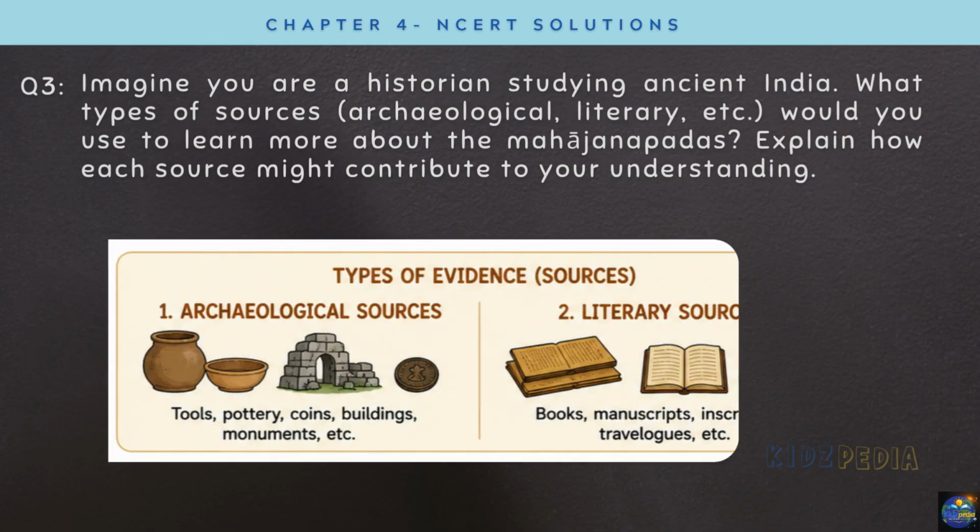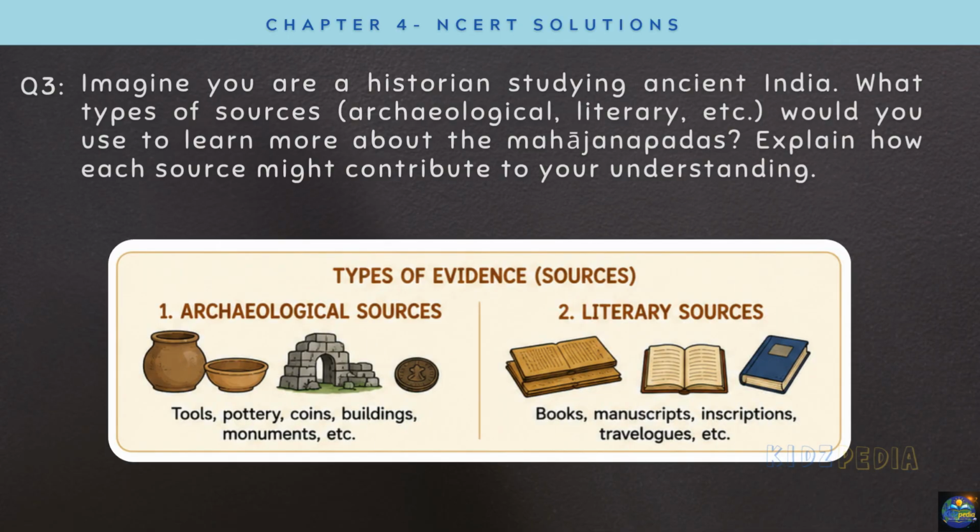If we want to learn about the Mahajanapadas, we can study ruins of cities, which tells us about urban life and fortifications. And we can study coins, which can tell us about trade and economy, and tools and pottery, which tell us about technology and daily life. And we can study ancient text, which can tell us about rulers, assemblies, wars, and administration. Each source gives only part of the story. When historians put all the evidence together, they get a better understanding of life in the Mahajanapadas.